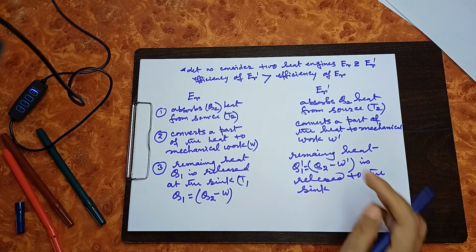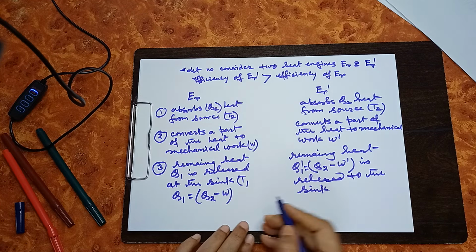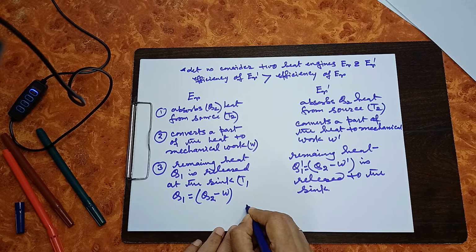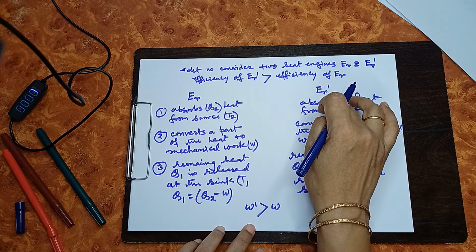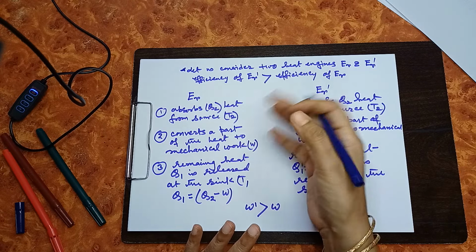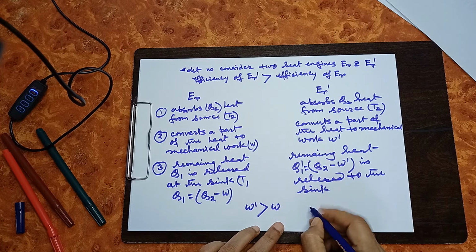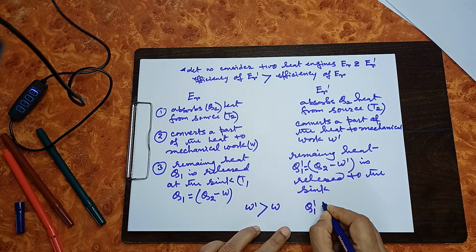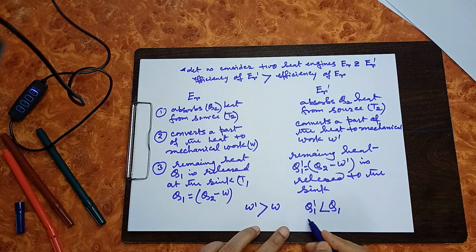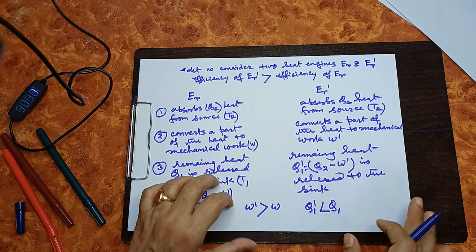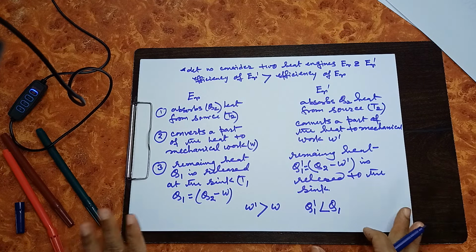Okay. Now the efficiency of ER dash is greater than ER. That means this W dash is greater than W because it is more efficient. It can convert more amount of heat to work. Okay. W dash is greater than W. It means that Q1 dash is less than Q1 because more amount is converted to work, less amount of heat is released to the sink. So that means this is the situation.